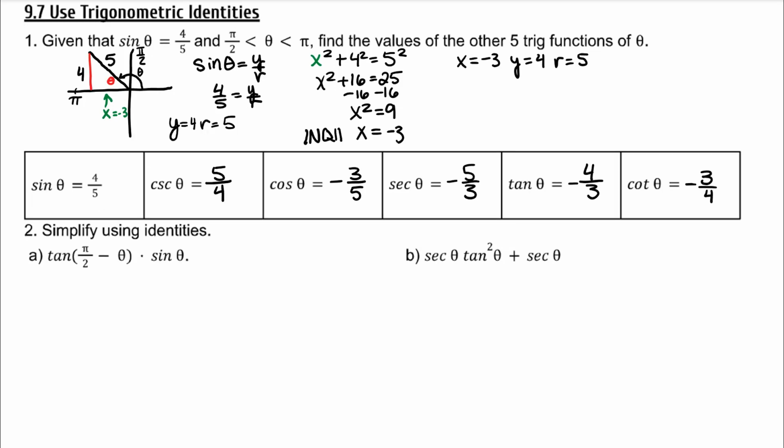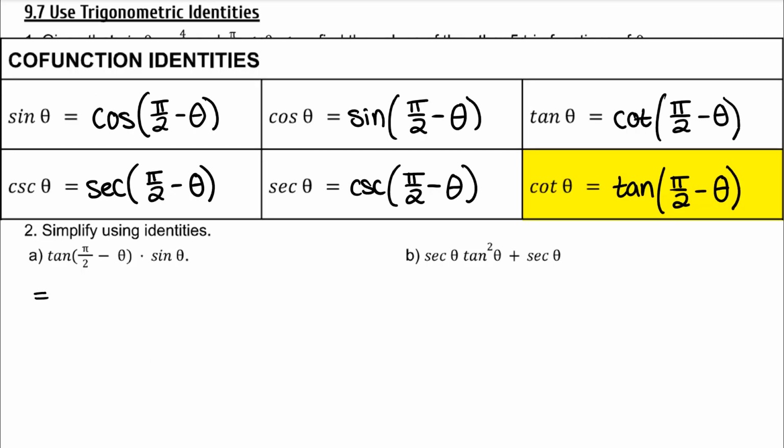Tangent of pi halves minus theta times sine of theta. Well, tangent of pi halves minus theta actually looks familiar to me. That is a cofunction identity, and that's equal to cotangent of theta. So I'm going to rewrite that as cotangent of theta times sine theta.